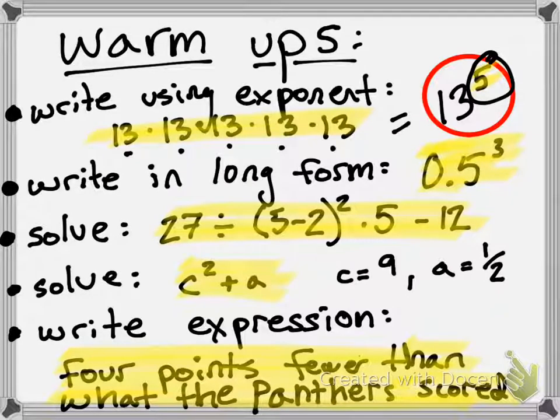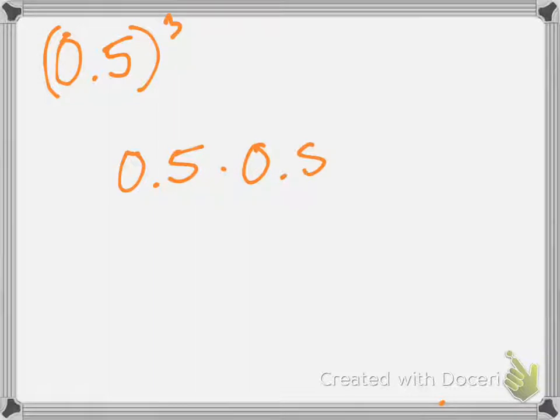Write in long form. That's the expanded form. That's essentially without our exponent. How could I write 0.5 cubed in long form? Miles. Right, 0.5 times 0.5 times 0.5. Excellent. Now, when we're doing this, are we adding them all together? Are we adding or multiplying?